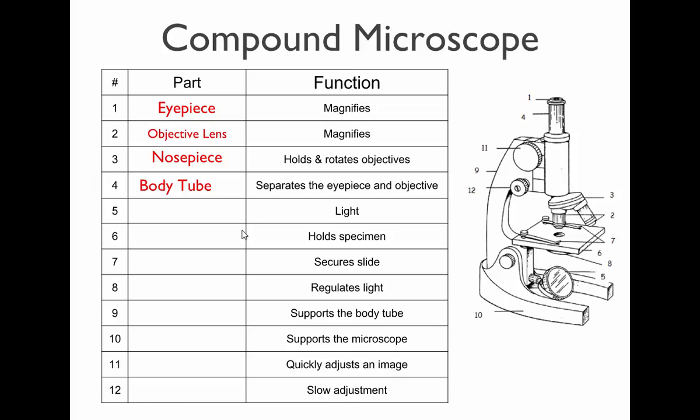The body tube is this section here, this long sort of tube. On this microscope it's straight up. On our microscopes it's at an angle. But this helps keep the object the proper distance away from the lens to form a well-focused image. On the bottom is the light source. Ours are LED, and they're cordless. They have a battery which powers them.